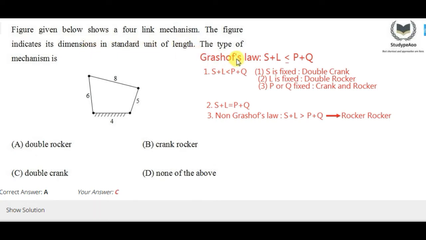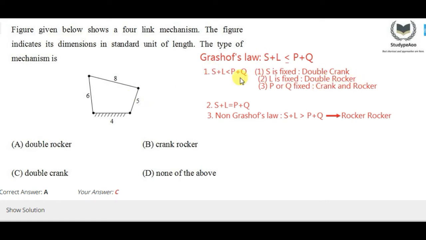What is Grashof's law? We are going to discuss. So let's start. Grashof's law is a law which basically tells you about the type of mechanism. Suppose there is a 4-bar mechanism like this and you have to tell the type of mechanism. There are mechanisms like double crank, double rocker and crank and rocker. So you have to check whether this is double crank or double rocker.